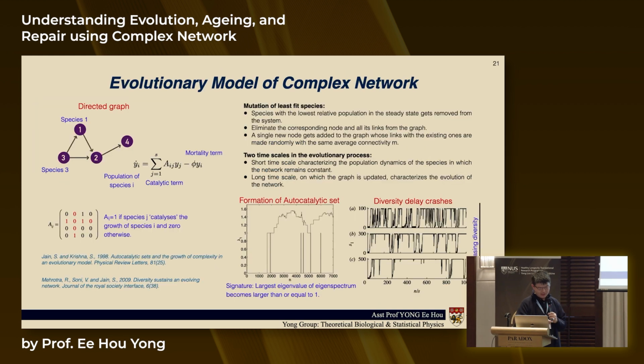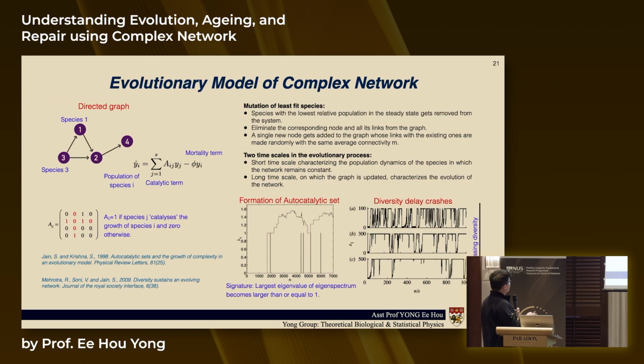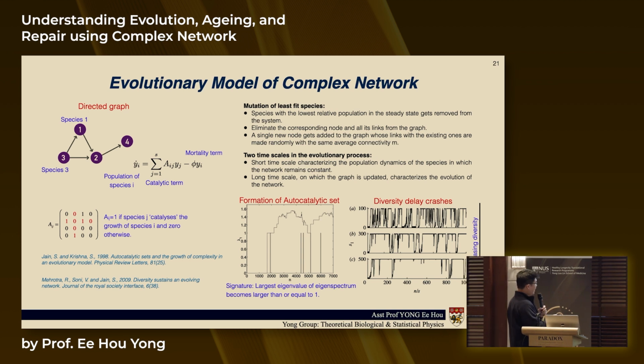Okay, so let's go to the last slide. I would like to talk about how you can use this to study evolution. So there's this paper from Sanjay Jain's group that talks about autocatalytic sets. The idea is that using this kind of directed graph with a very simple dynamical system with some simple rules.